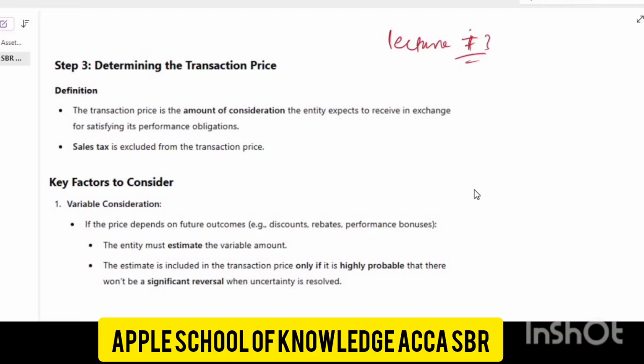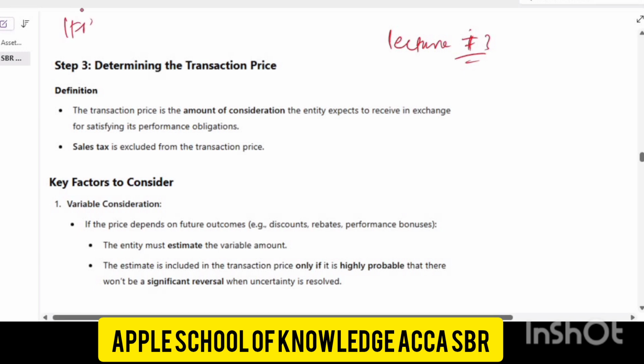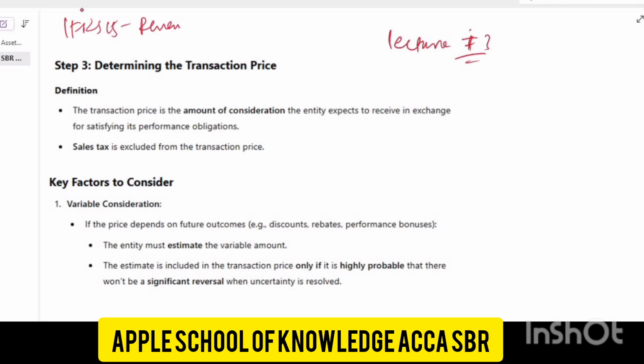Okay guys, we have already started the IFRS 15 about revenue, and we have started the 5-step model regarding the revenue recognition.